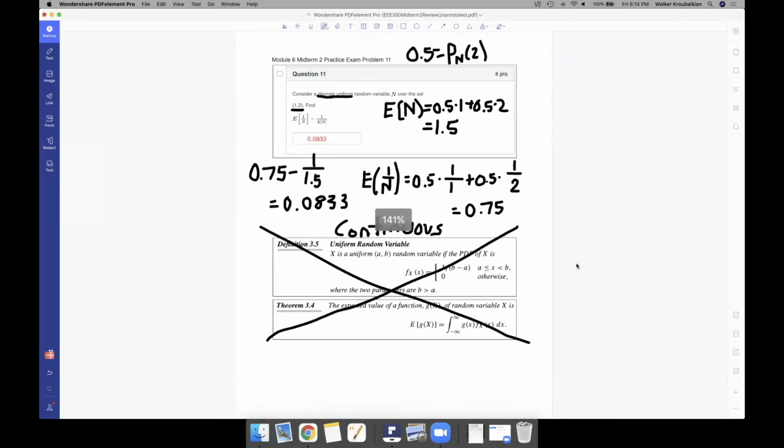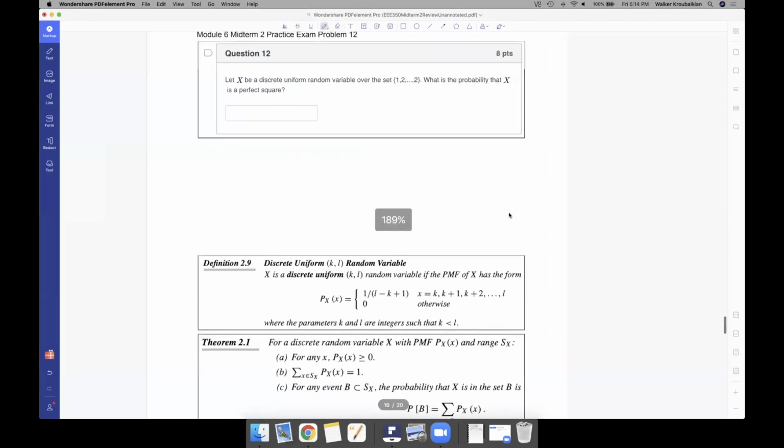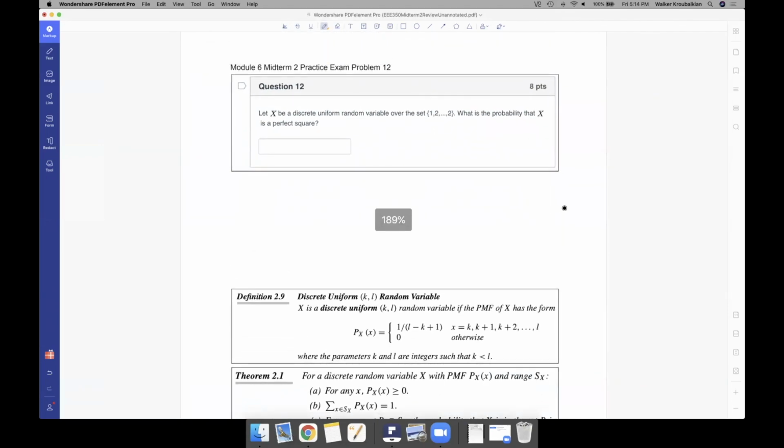Sorry about that. On to problem 12. Let x be a discrete uniform random variable over the set 1, 2. What is the probability that x is a perfect square? So again, this could have been a harder problem, but it's kind of a joke because the set is so small, right? There's only one perfect square between 1 and 2, so this is 0.5. So finally, a true freebie. Make sure you don't mess up something like this. Because it's discrete, it can only be an integer, and there's only one integer perfect square between 1 and 2. So our answer is 0.5.